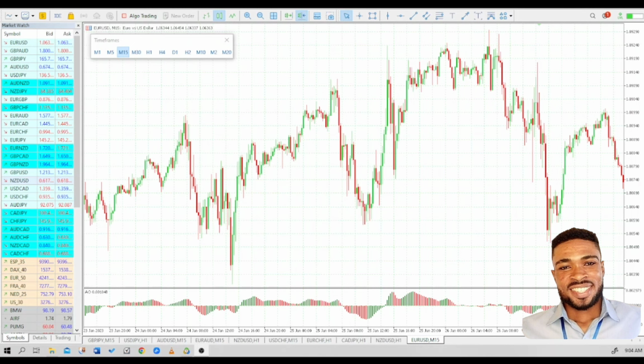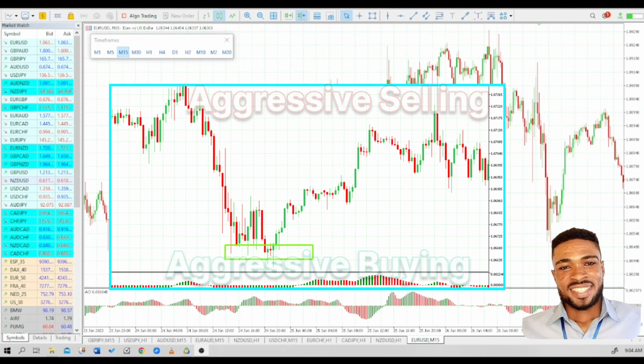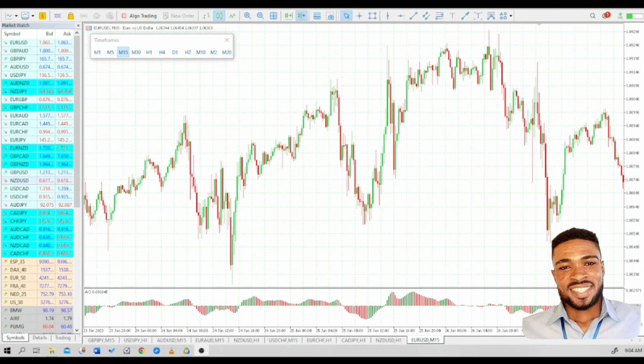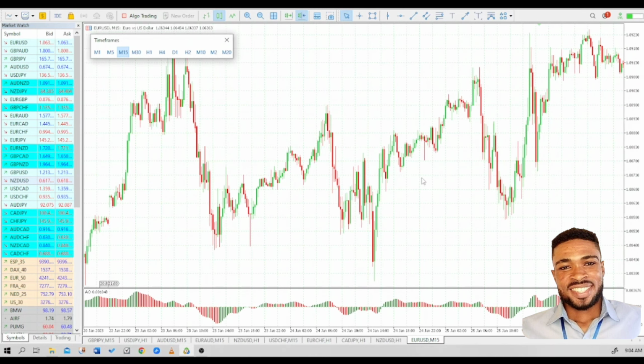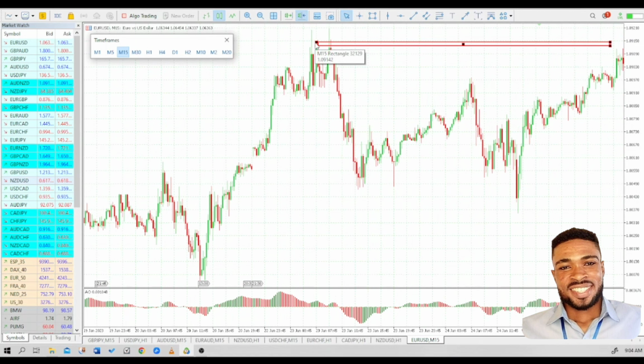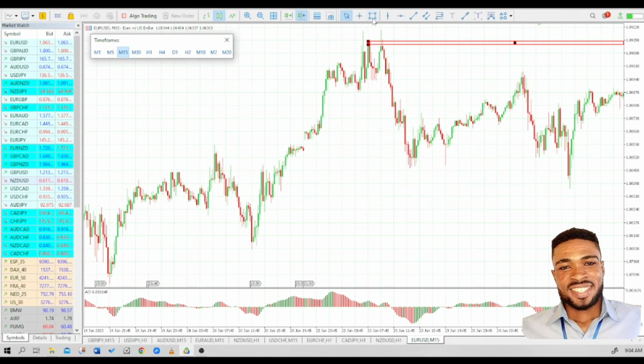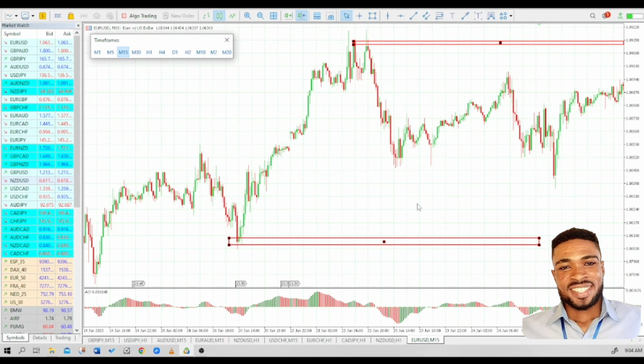Actually, demand and supply simply means aggressive buying and aggressive selling. If you talk about supply, it means bringing something to the market, so aggressive selling, that's supply. On the chart, supply is a part of the chart where the market sold off aggressively, and demand means aggressive buying, a part of the chart where the market bought aggressively and went up. That's simple.